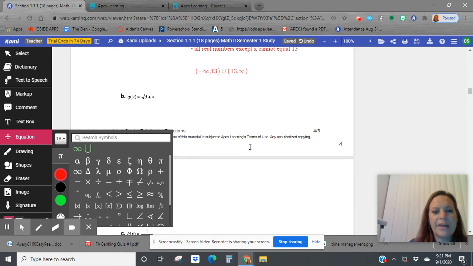All right, so now the next function is when g of x is equal to square root of 9 plus x. Remember, I cannot have, do a text box here.